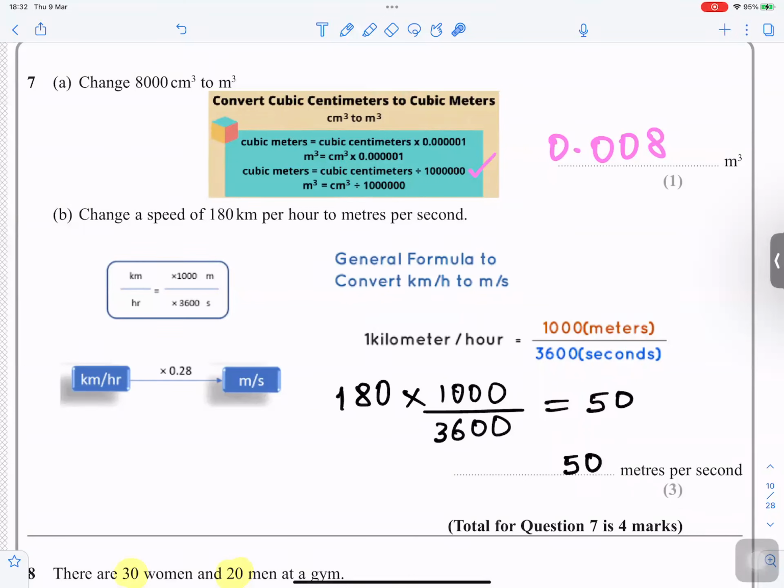Question number 7. Change 8,000 centimeters cube to meters cube. So we'll use this conversion unit to convert from centimeters cube to meters cube. We divide by this number here, which is 1, 2, 3, 1, 2, 3. You divide by 1 million, and that gives you 0.008. So to change from centimeters cube to meters cube, you divide by 1 million, and you get 0.008.